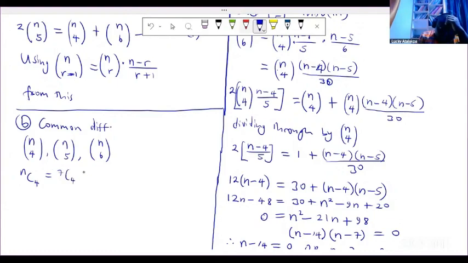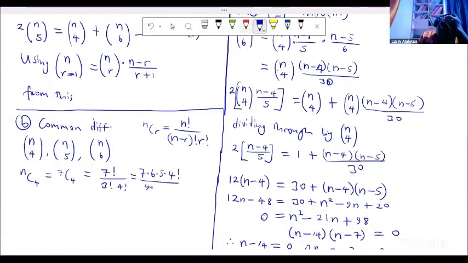So 7 combination 4. If you solve using the combination formula, n combination r, which is n factorial over n minus r factorial, r factorial. This will be 7 factorial over 7 minus 4, that's 3 factorial, 4 factorial. If you reduce, this will be 7 times 6 times 5 times 4 factorial over 4 factorial, 3 factorial. 4 factorial cancels 4 factorial. 3 factorial is same as 6, so it cancels. So this will be 35.